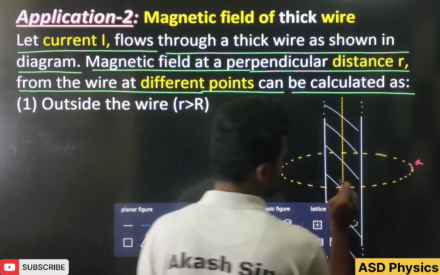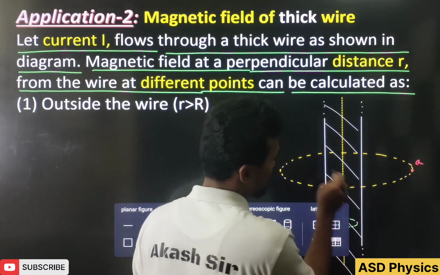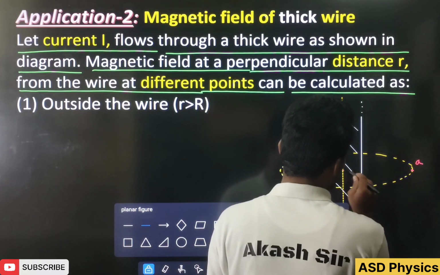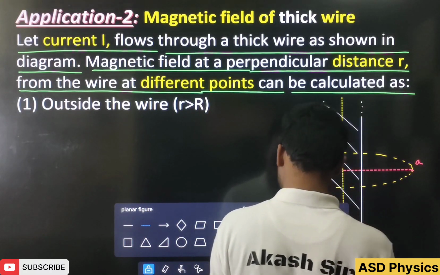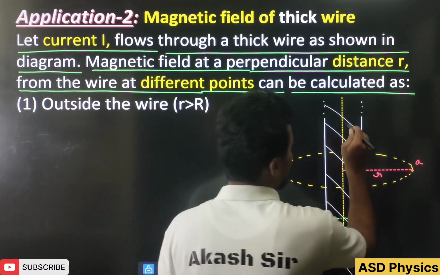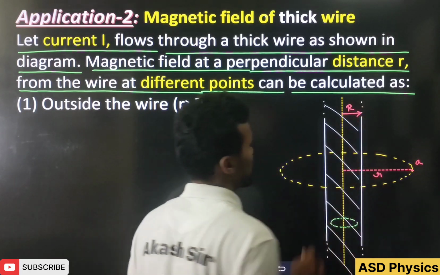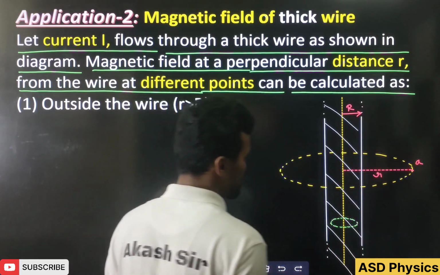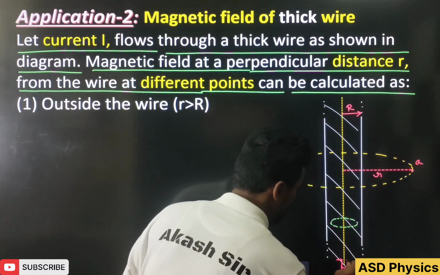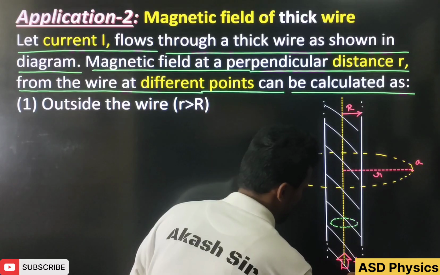And let's take this distance. All the distances will be measured from the central line of the thick wire. That's why I have made it crossed here. Okay. And let's take this observation point here. This distance, let's take, is r. And if I talk about the radius of the wire, it is capital R here. Okay. And what is happening here? Current is flowing through the wire. The current will flow through the area of cross section. Here current is there.